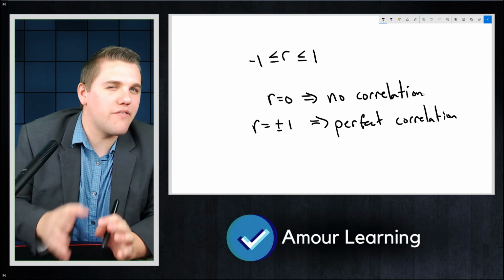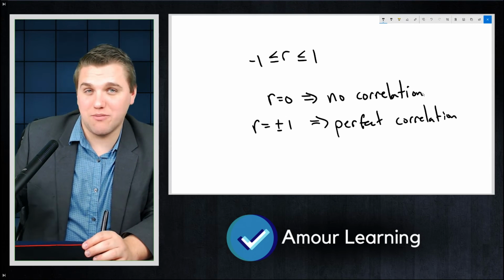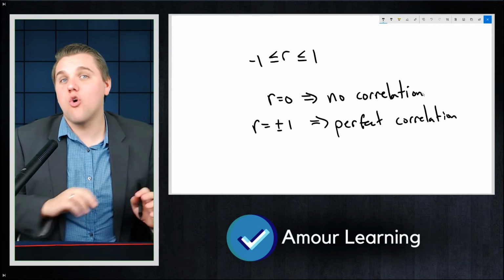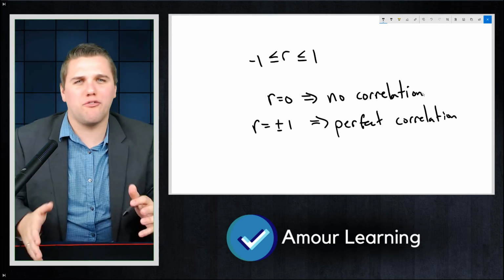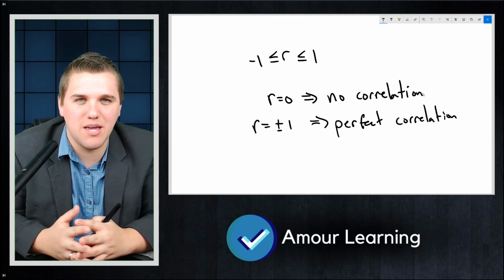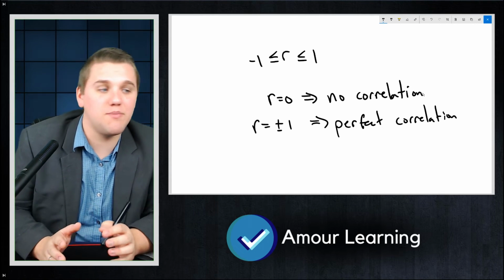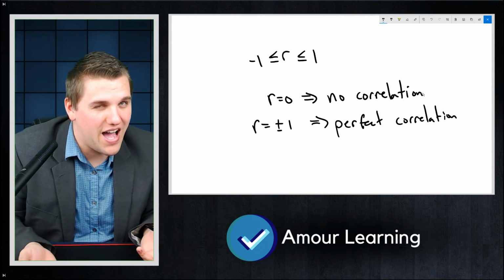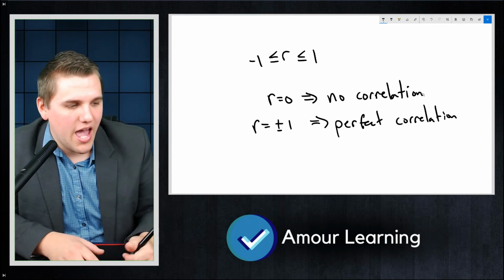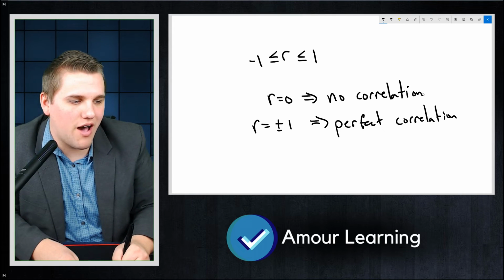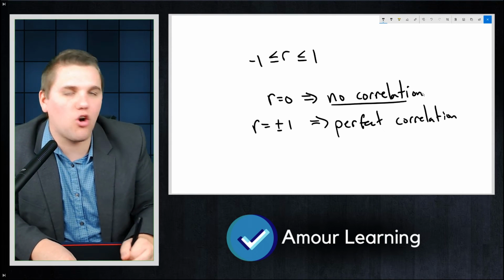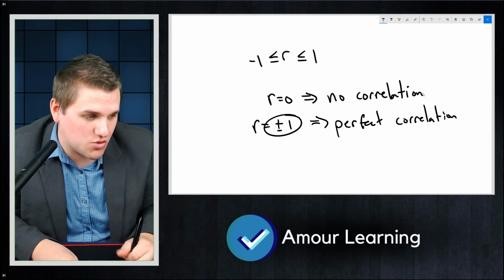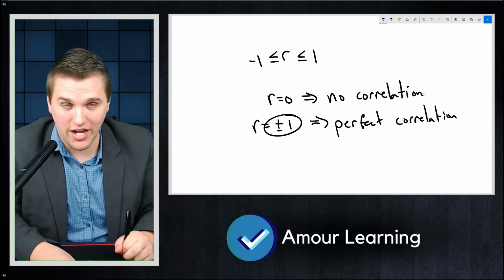Now, typically, you're never going to get a value of 0 or plus or -1, because you're never going to get something that's not correlated at all, nor something that is perfectly correlated. Typically, you're going to get something in between. So r is going to be some number between -1 and +1, for example, maybe 0.35 or -0.7. The closer the r value is to 0, the less correlated it is, and the closer the r value is to either plus or -1, the more perfectly correlated it is.